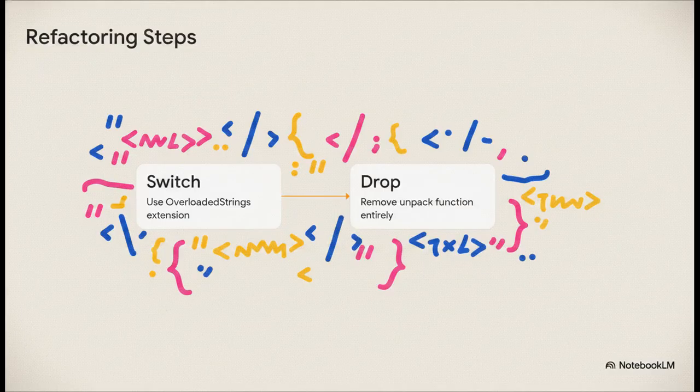And the simplest way to drop that function without messing up the style is actually a really slick two-step maneuver. First, switch over to the OverloadedStrings extension. Making that structural change triggers step 2. You can now just drop the unpack function altogether. The refactor works out beautifully, and the project's established style stays completely untouched.